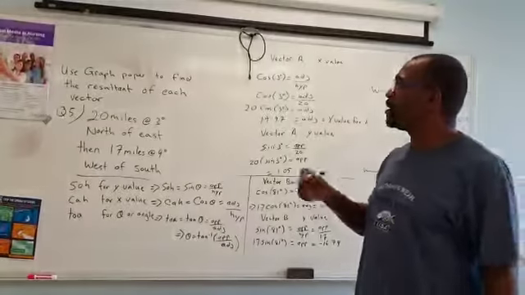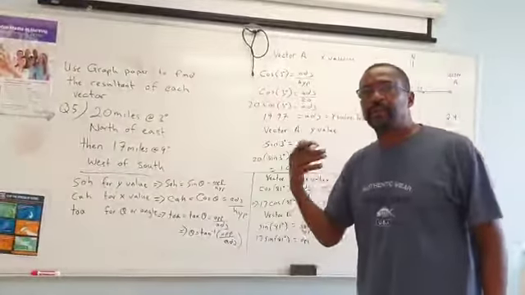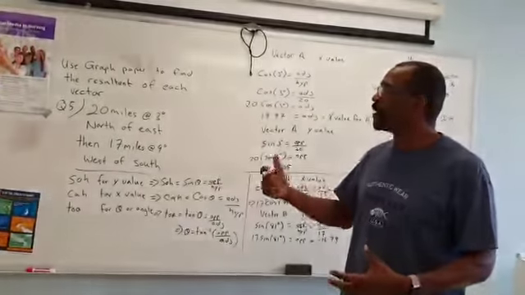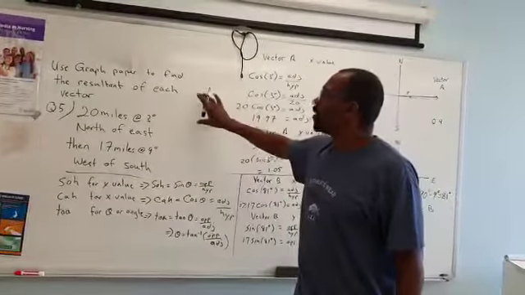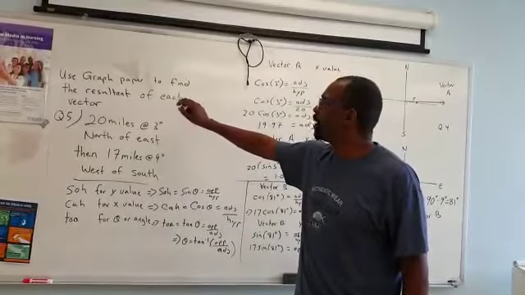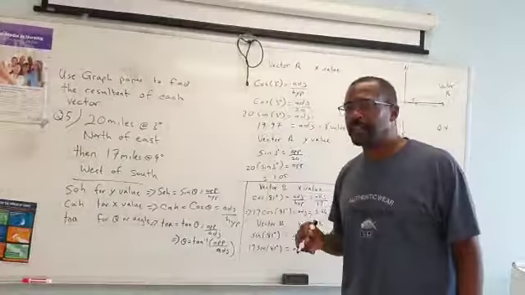Good day, class. I just want to explain one of the questions one of the students had with regards to the midterm. For clarification, the question was question 5, and it reads: use graph paper to find the resultant of each vector.